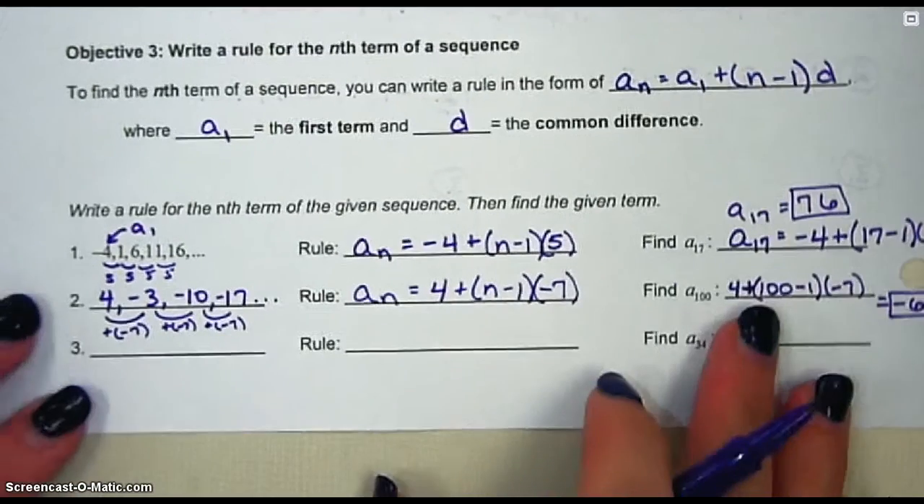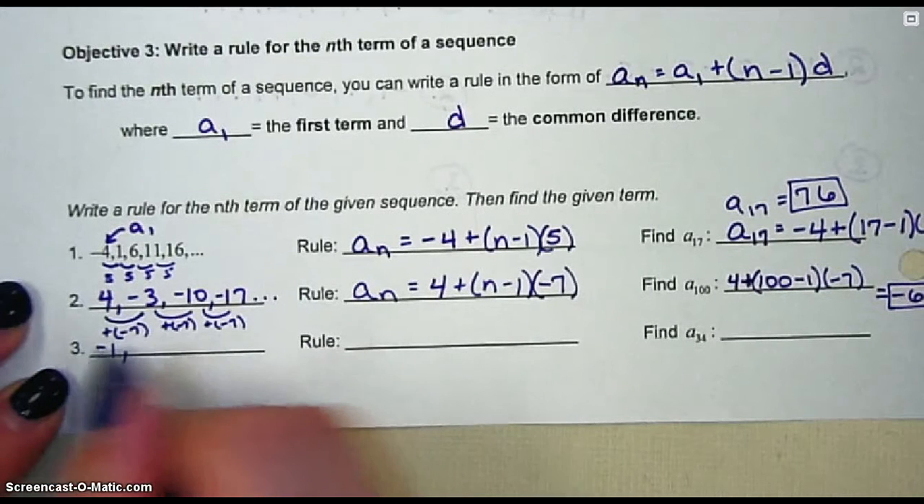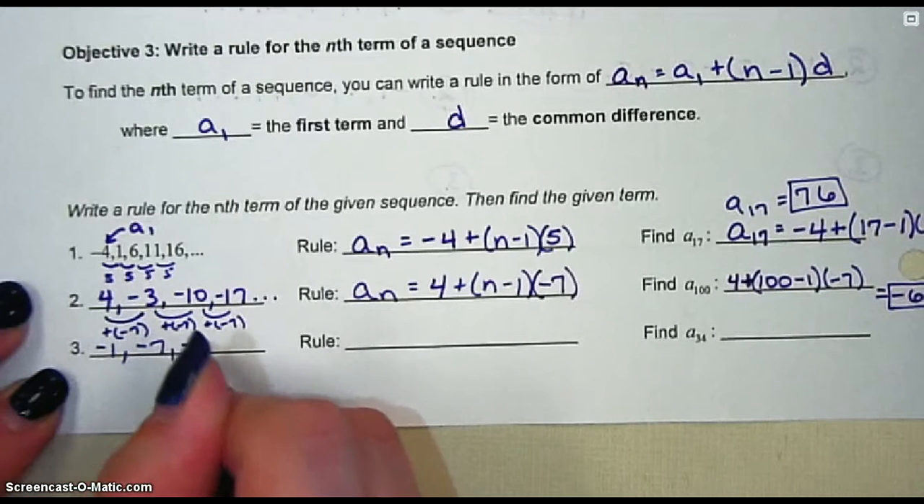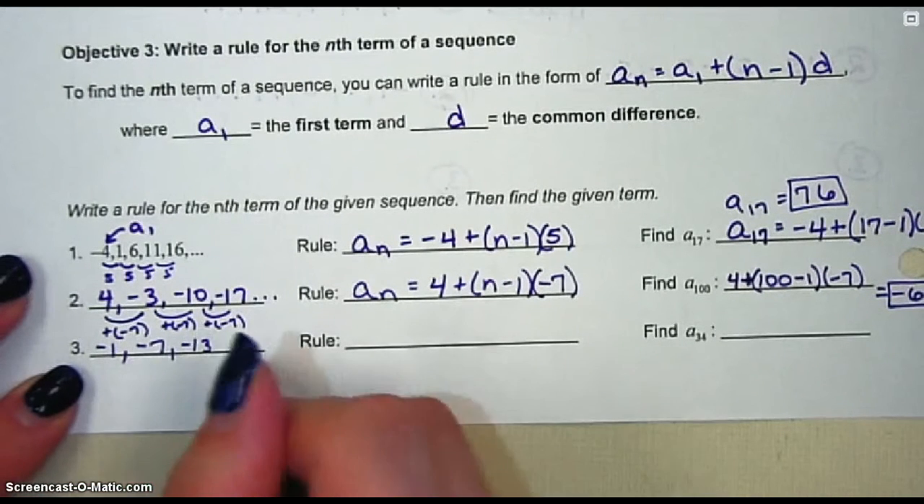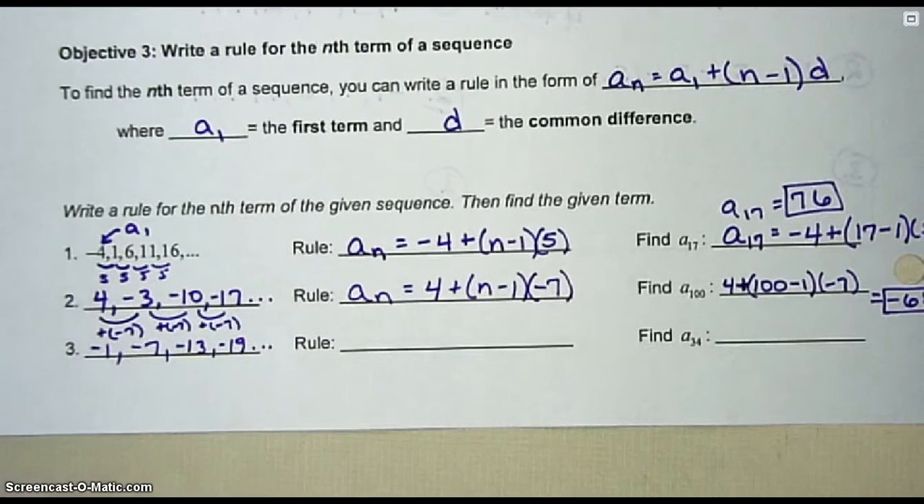All right, let me give you the problem for number 3. It's negative 1, negative 7, negative 13, negative 19. I want you to find the rule and then find the 34th term.